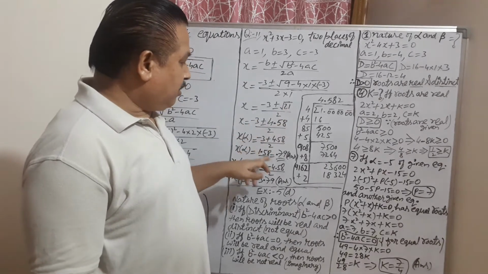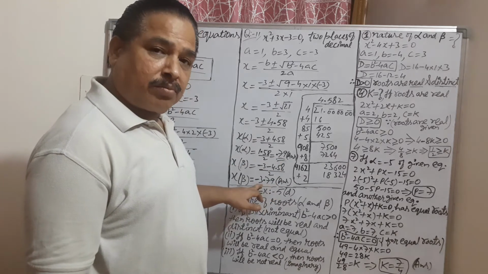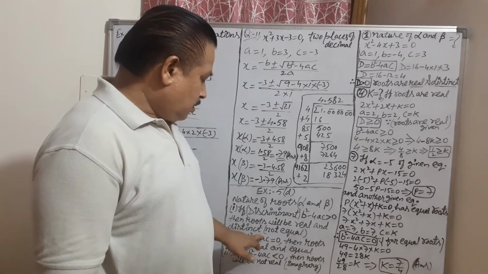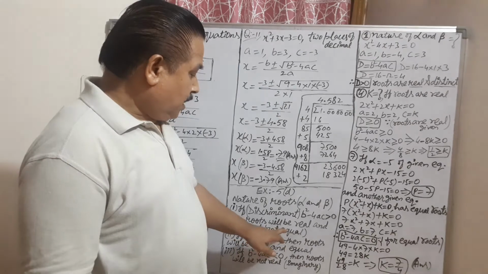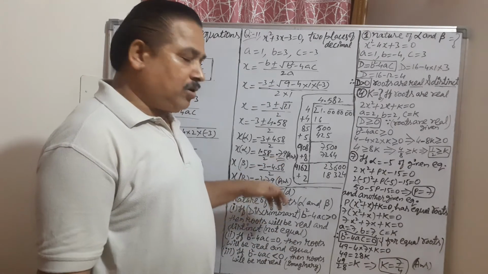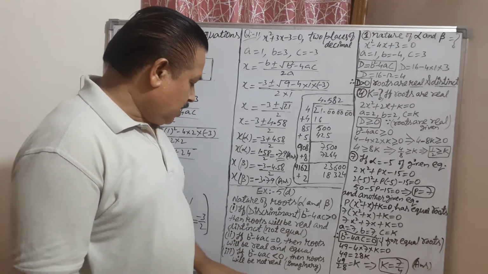So what answers are coming? Answers are coming different: 0.79 and like this 3.79. So roots will be not equal, distinct, and these are real. These are the actual numbers. So it is called real number. So roots will be real and not equal.